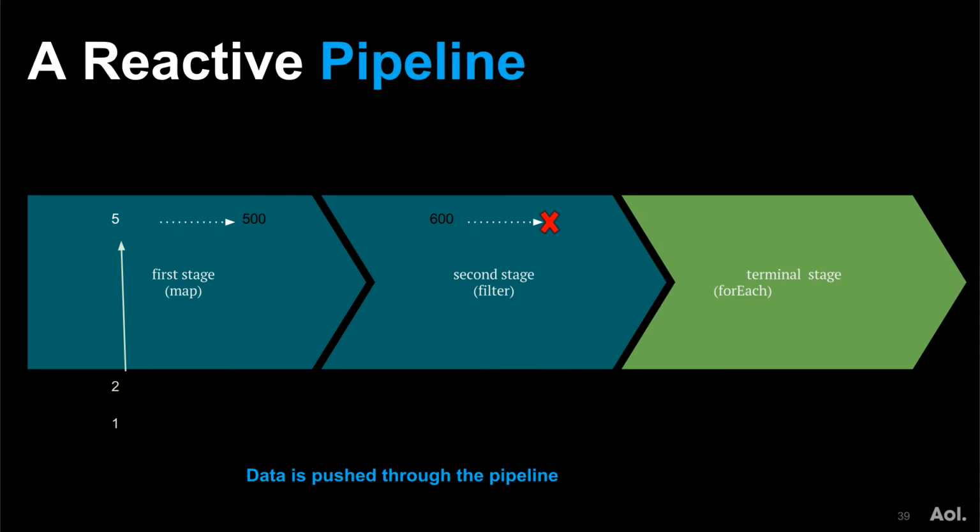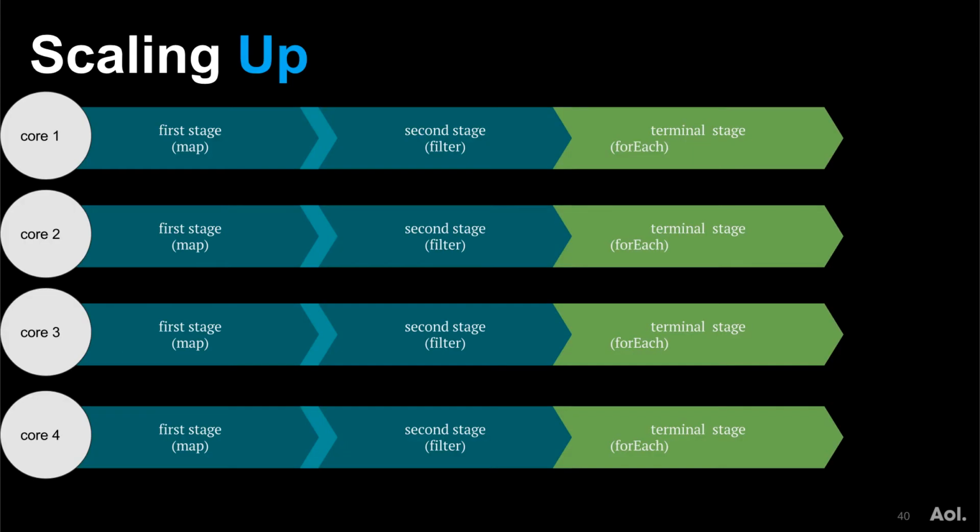So just to recap on our reactive pipeline, nothing much to say about this slide except to reintroduce it because we'll use it again and again. Okay, so one way that we could scale up our reactive pipeline is that we could distribute a single pipeline per each core.